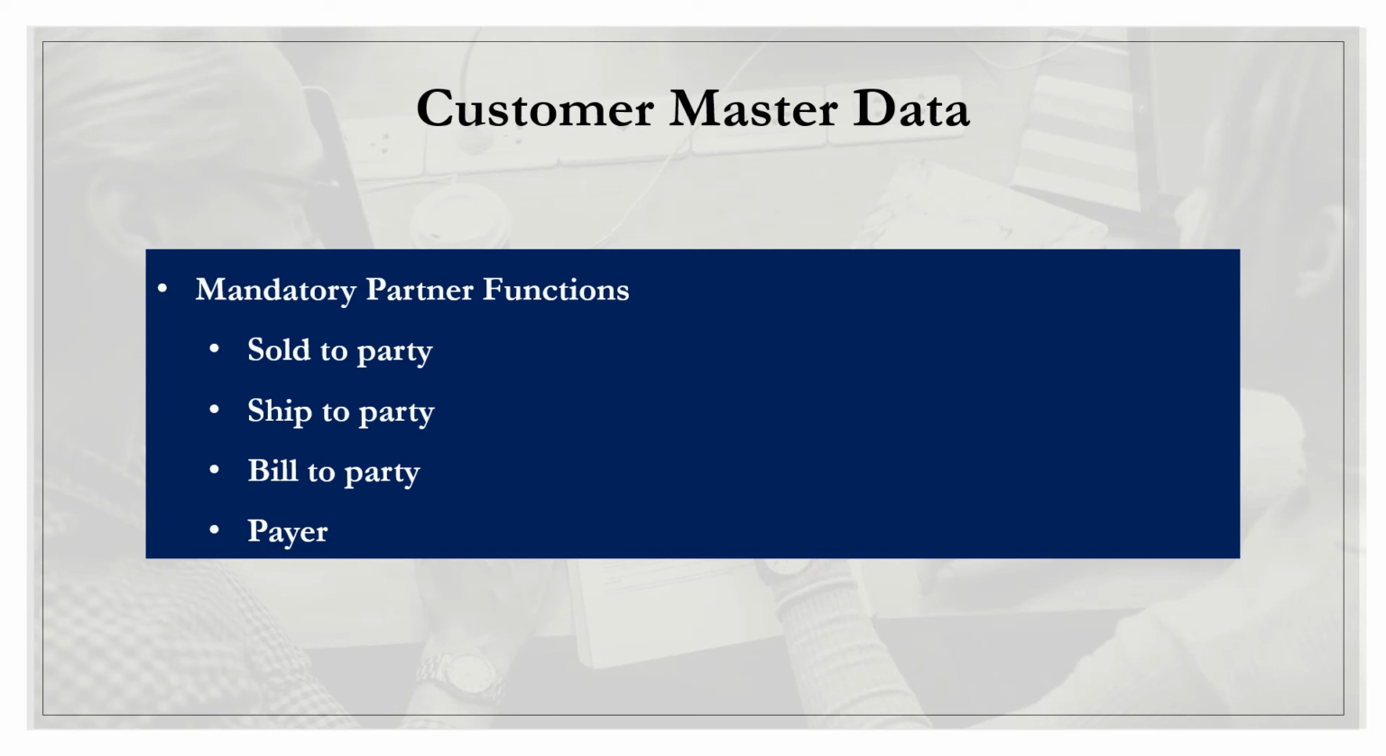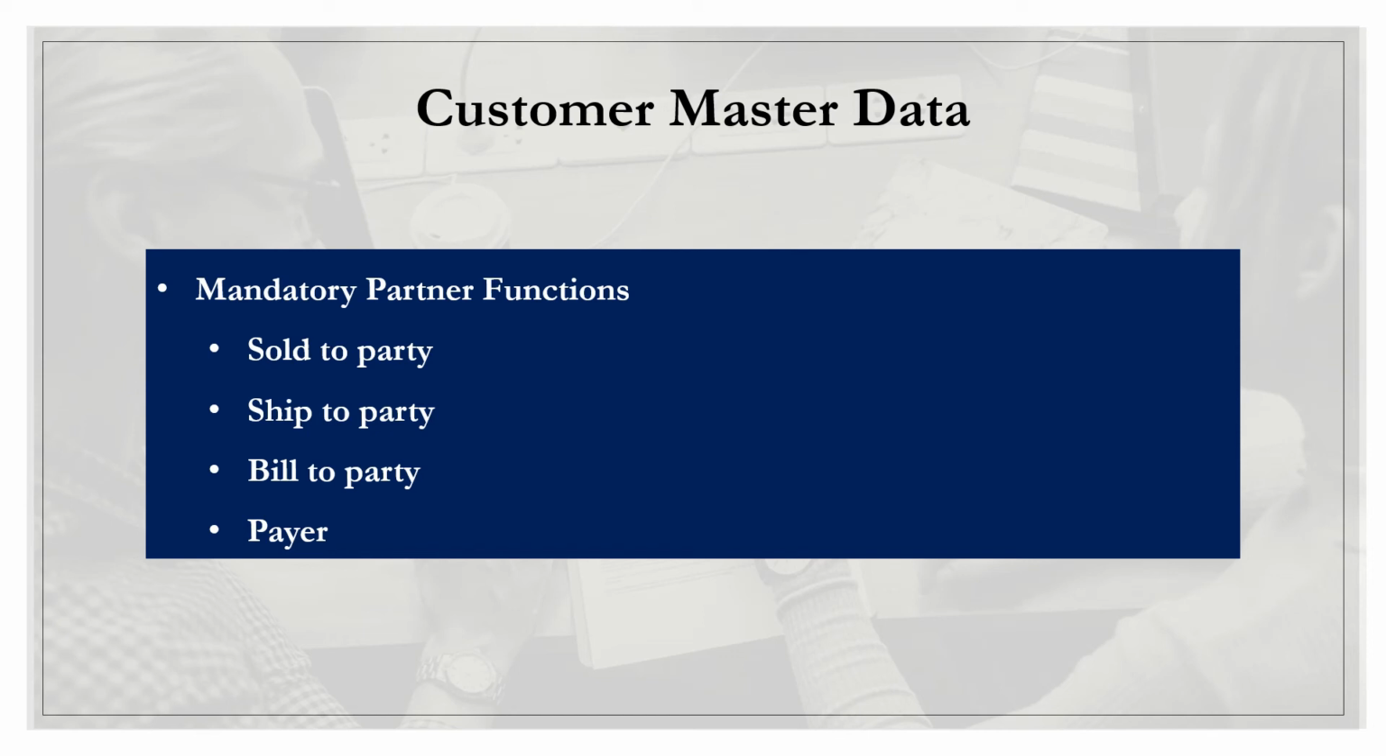Now let's look at customer master data mandatory partner functions. When we talk about mandatory partner functions, there are four different ones. They are sold to party, ship to party, bill to party, and payer. And just like the title says, they are mandatory, unlike some other partner functions. So we store these partner functions for customer master data in the customer master sales area underneath the partner function tab page.